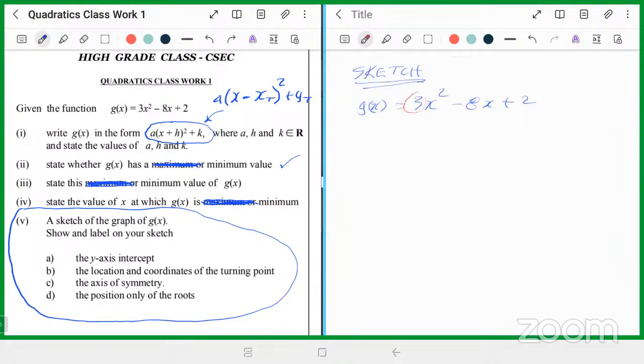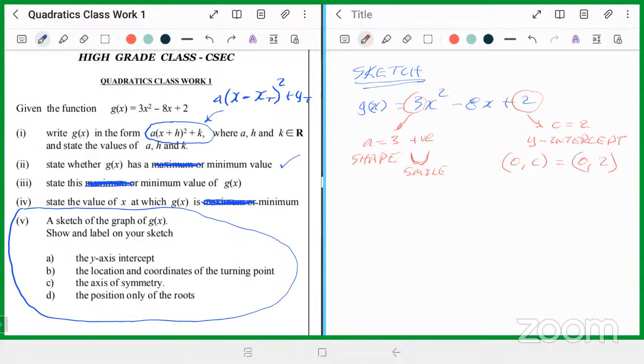This a value, a equals 3, tells us the shape of the graph. And because this is a positive value, we know that the shape of the graph is a smile. This c value out here in the standard form, c equals 2, tells us the y-intercept. It tells us where the graph crosses the y-axis, and it will always cross the y-axis at the point 0, c. In this case, it is 0, 2.